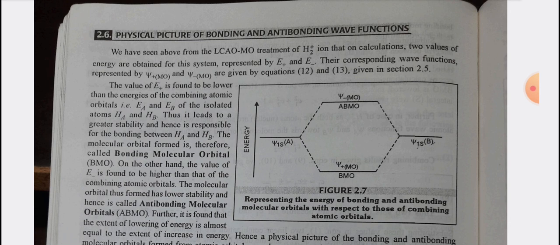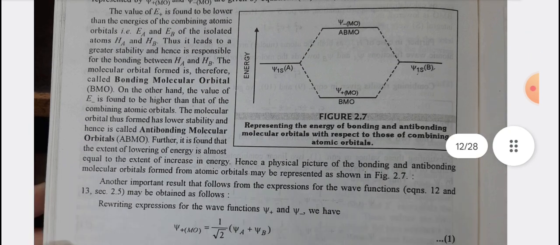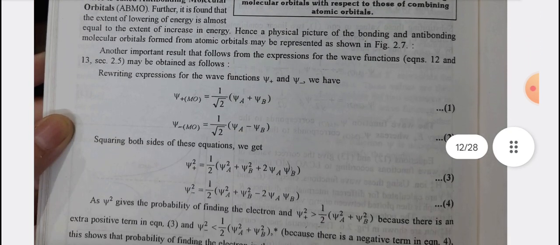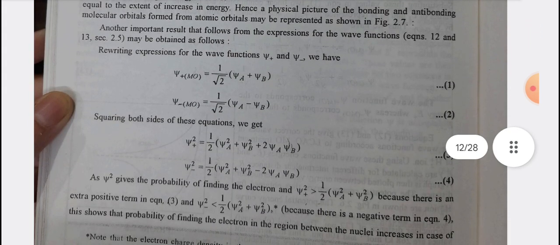Further, it is found that the extent of lowering of energy is almost equal to the extent of increase in energy. Hence, a physical picture of the bonding and anti-bonding molecular orbitals formed from atomic orbitals may be represented as shown in figure 2.7. Another important result that follows from the expressions for the wave functions, equations 12 and 13 in section 2.5, may be obtained as follows.